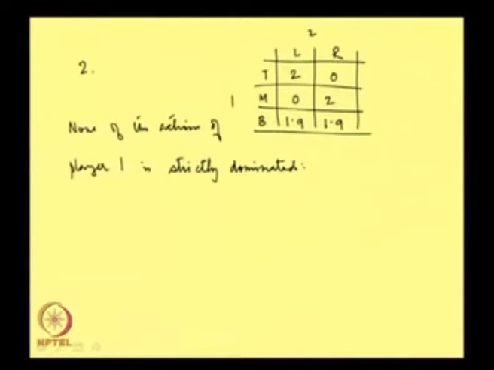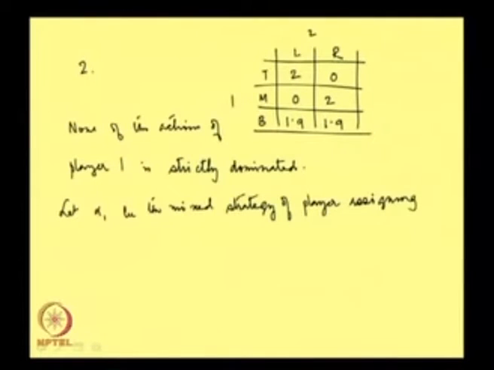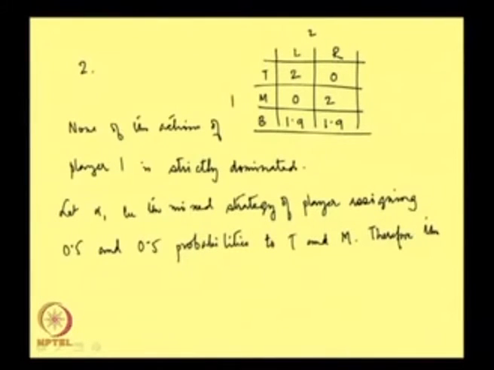Let us take the following mixed strategy, that alpha 1 be the mixed strategy of player 1 assigning 0.5 and 0.5 probabilities to T and M. Therefore, the payoffs to 1 from alpha 1 are 1 and 1, and which is less than 1.9 and 1.9.